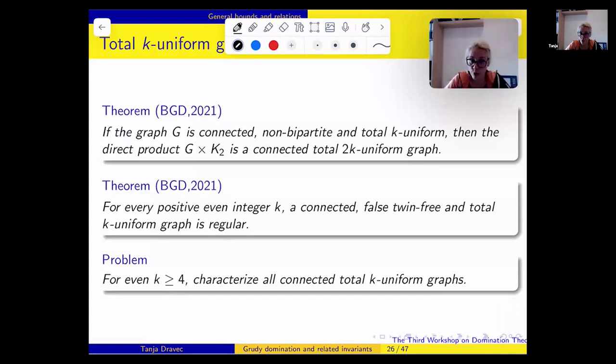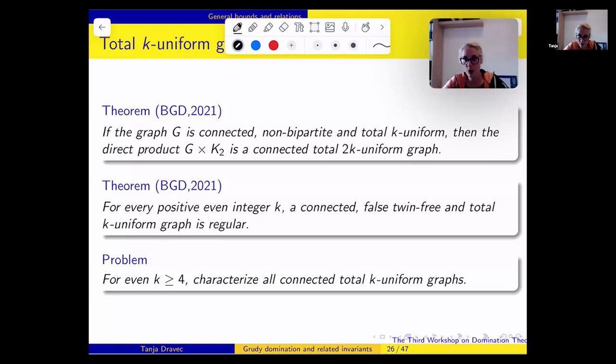What they also proved is that if G is a total k-uniform graph, false twin-free, then this graph must be regular. So if we want to find all total k-uniform graphs, we can consider just regular graphs, because we know that outside regular graphs, there are no total k-uniform false twin-free graphs.